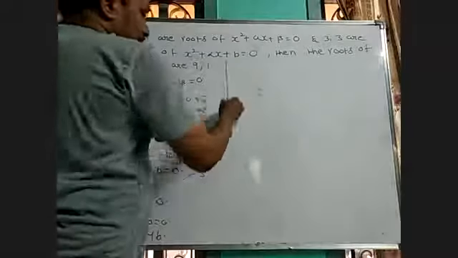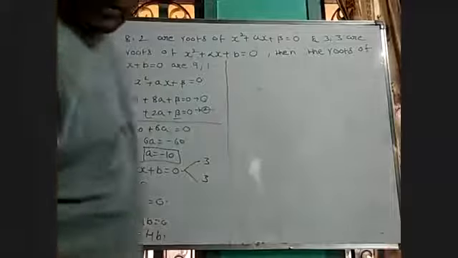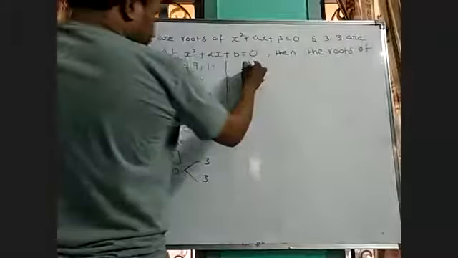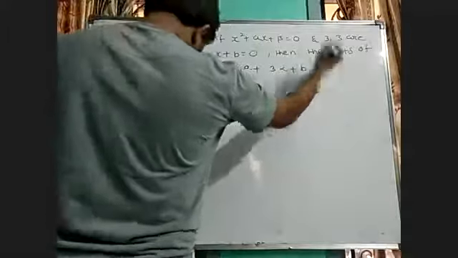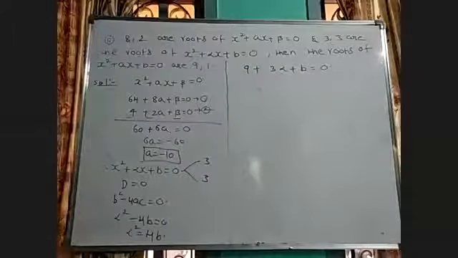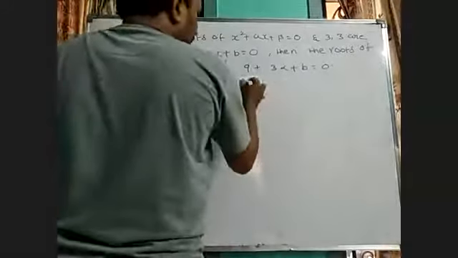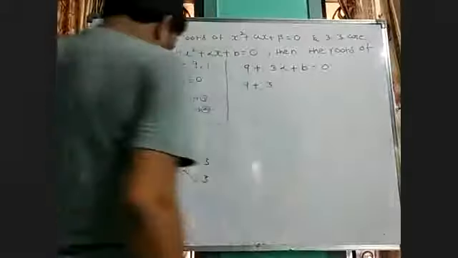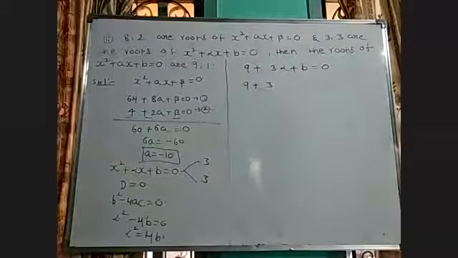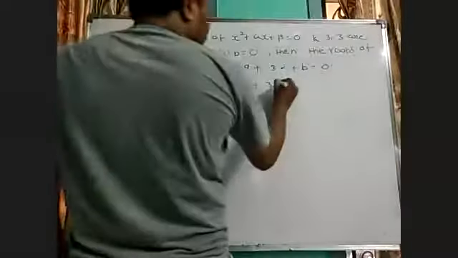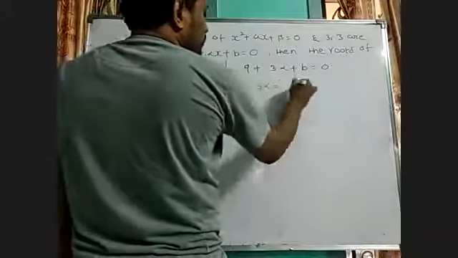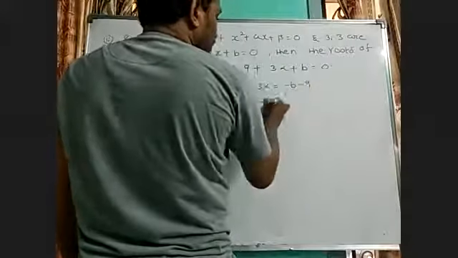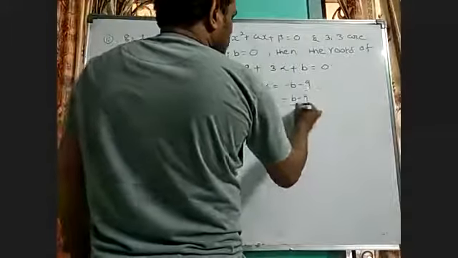Okay, next, after this, so that 3 is the root, what do we write? Substitute 9 plus 3 alpha plus b equals 0. Okay, 9 plus 3 into alpha. From this, I am writing 3 alpha plus b. 3 alpha equals b minus 9. Alpha is equal to minus 3 minus 9 by 3.